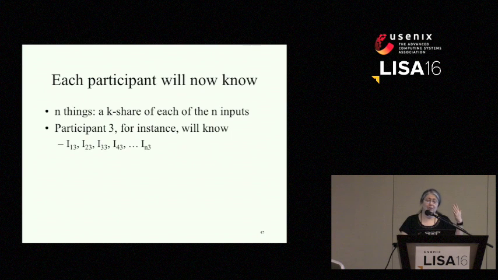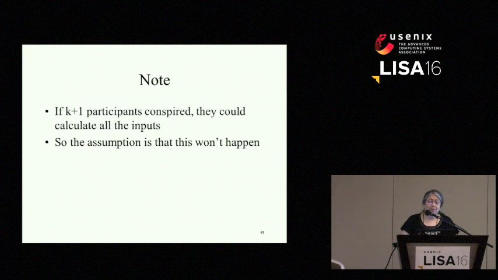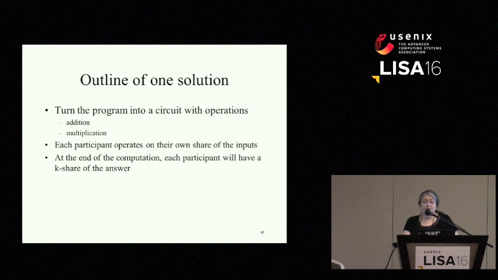So participant 3 will know I sub 1,3, I sub 2,3, and so forth. So if k plus 1 participants conspired, they could calculate all of the inputs. So this isn't really encryption in the sense that you would think. So the assumption is, yeah, that won't happen. So now you have to turn your program into a circuit with operations addition and multiplication. Each participant operates on their own share of the inputs, and at the end of the computation, each participant will have a k-share of the answer.